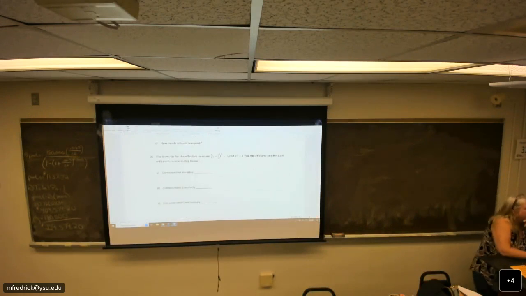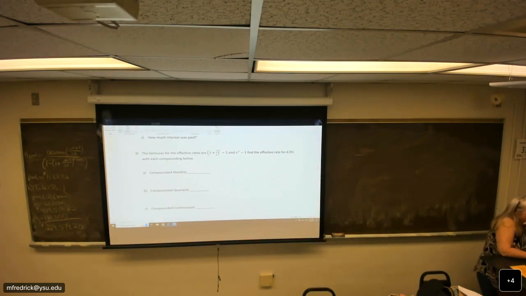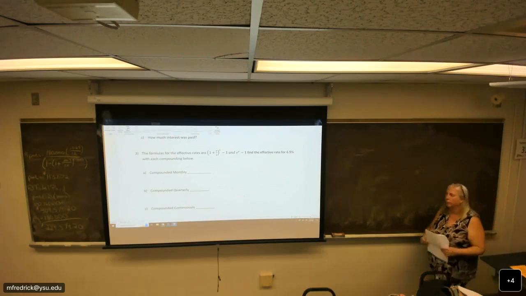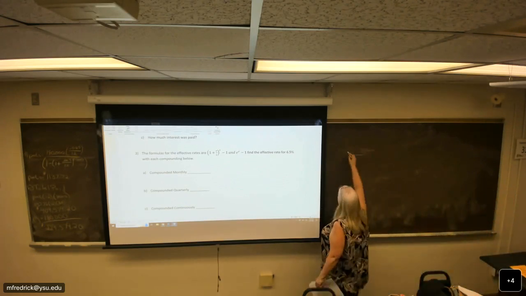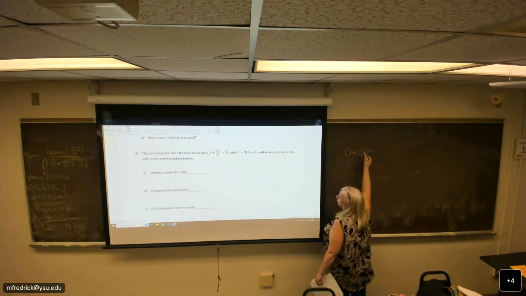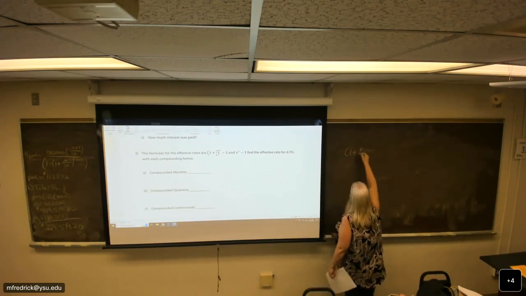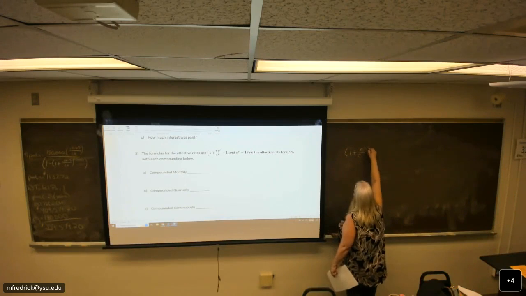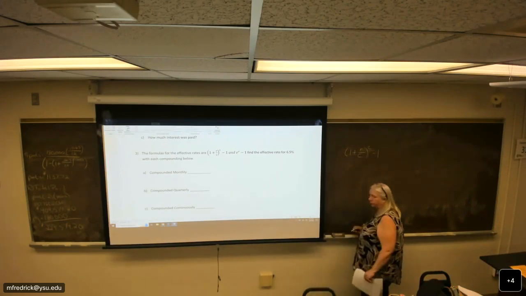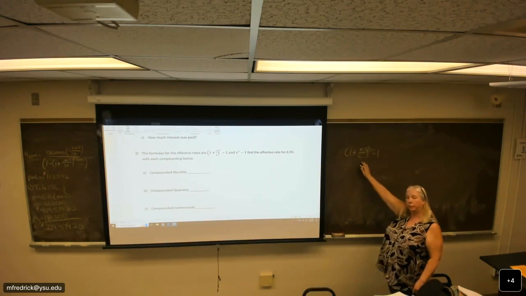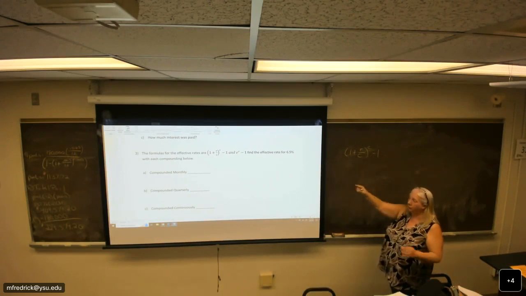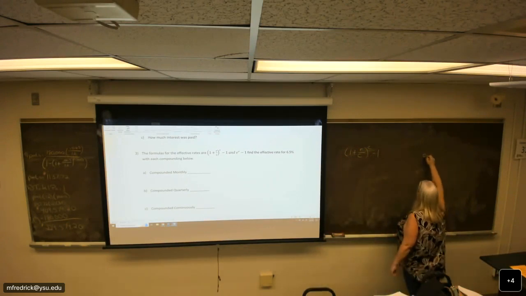Okay. The formulas for effective rate are those two value things. Find the effective rate for 6.5% for each compounding below. This is compounded amounts. The other one, e to the r minus 1, is continuous.